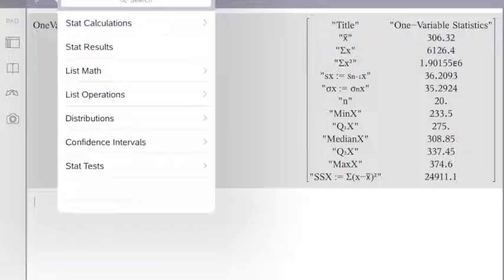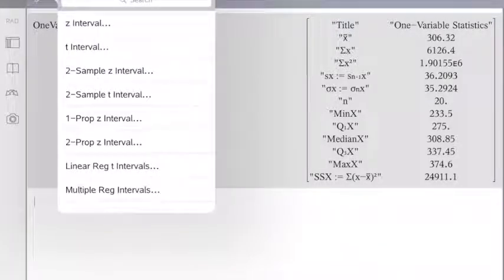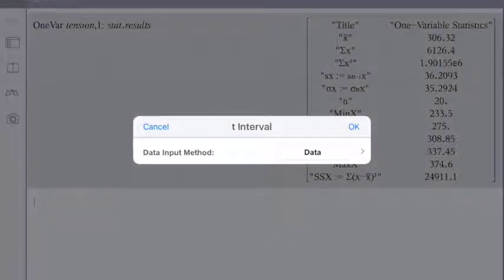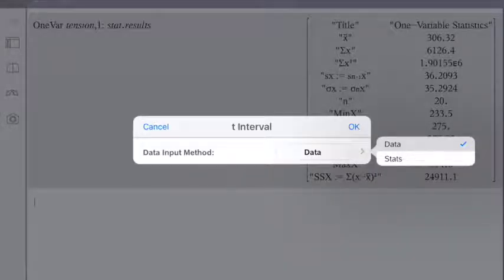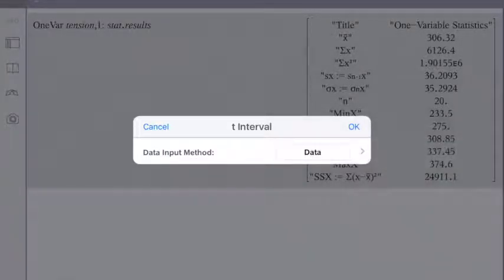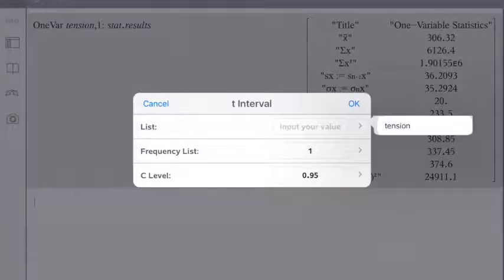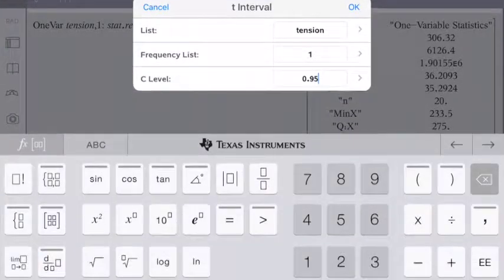So we go to Menu, Statistics, Confidence Intervals, and this is a t interval. Now we have data this time. Sometimes we are given statistics, like in the first example, where we were given the x bar and the s of x. Those are the statistics. But in this one, we were given all 20 pieces of data, so that's what we're going to use. And that list is tension. The confidence level is 0.90.